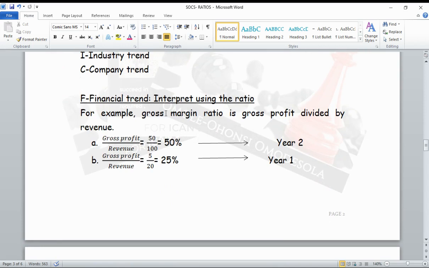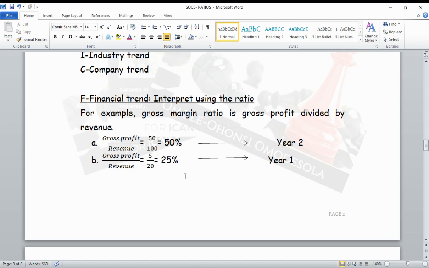The gross margin ratio is equal to what? The gross profit divided by the revenue, right? Now, in this case, look at what's happening here. In year two, gross profit was 50, revenue was 100, so it was 50%. In year one, gross profit was 5, revenue was 20, and we had a gross margin ratio of 25%.